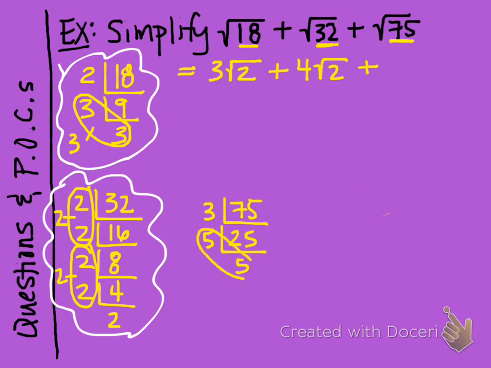I have a pair of 5s, and I have a 3 left over. Remember, I'm going to count this pair as 1 5. That 5 goes on the outside. The leftover 3 goes inside. So now we have simplified all 3 expressions.